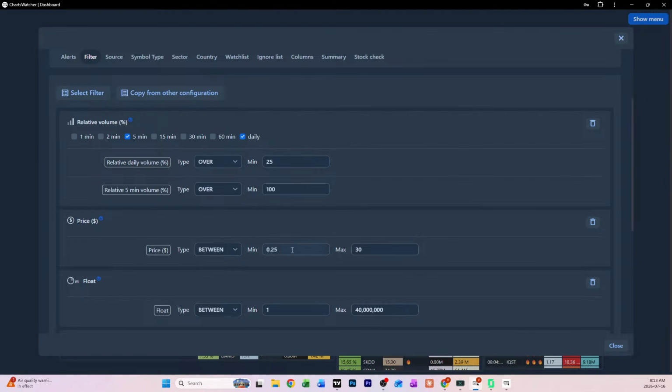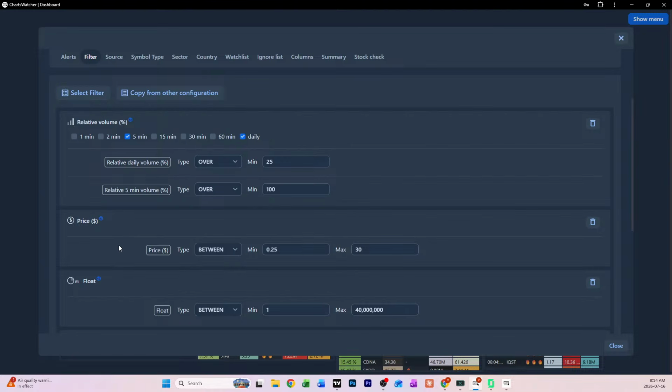And we have price. It needs to be between 25 cents and $30. I don't really care about anything over $30, and I don't care about anything under 25 cents. So everything between that range, and nothing under or over, because I don't care about it.